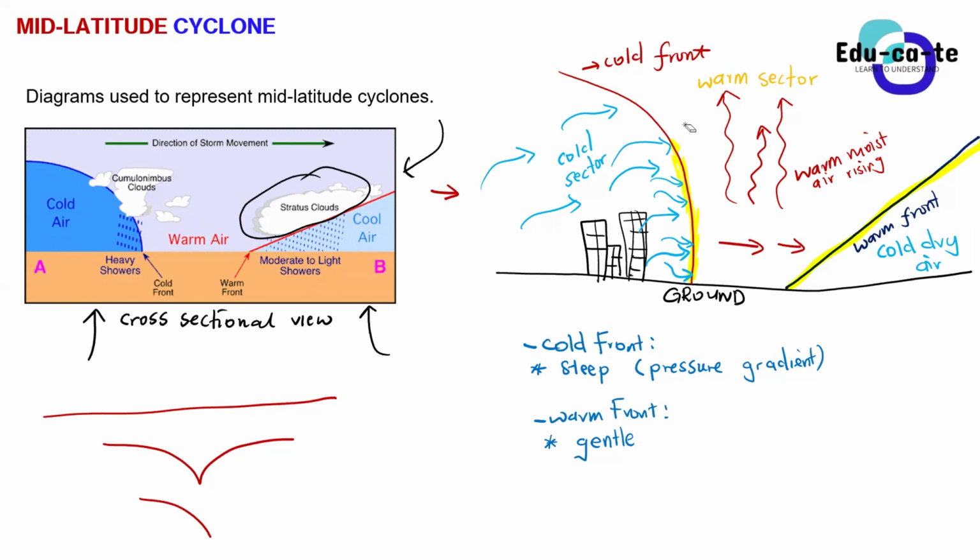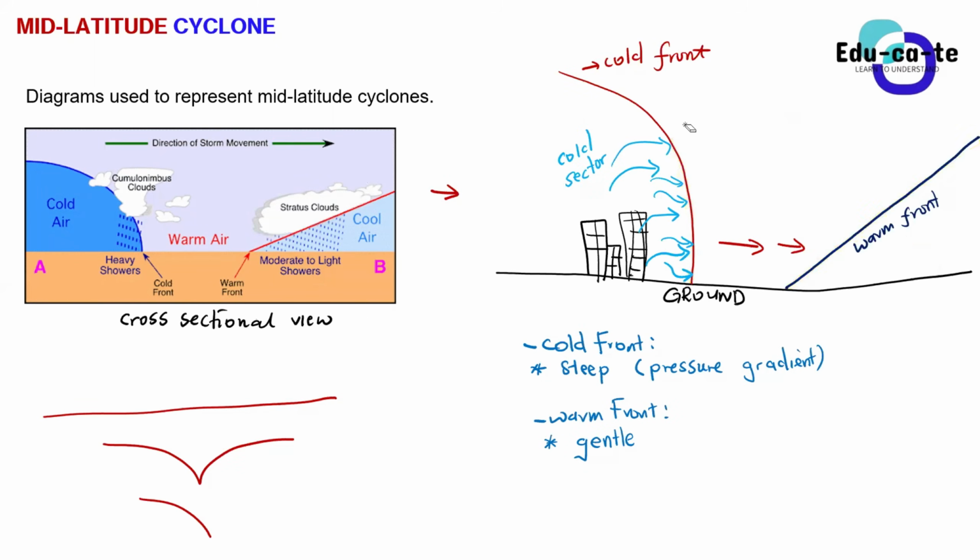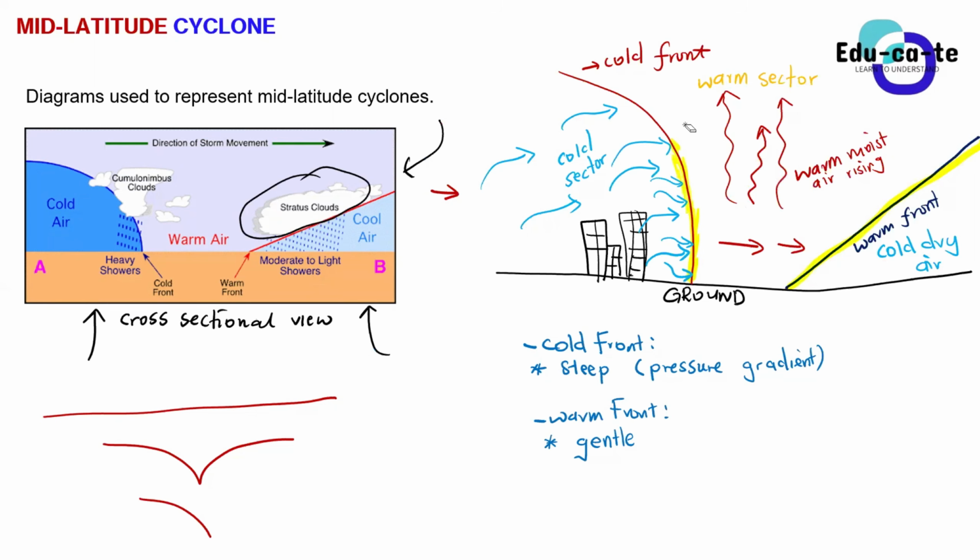Do you understand these diagrams, guys? From the plan view or the top view, to the synoptic weather map, to the satellite image, and lastly to the cross-sectional view. Yes, sir.